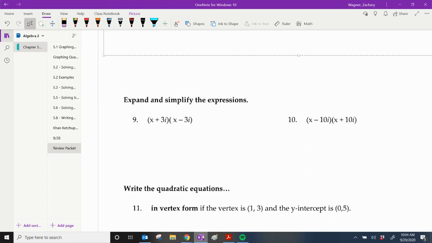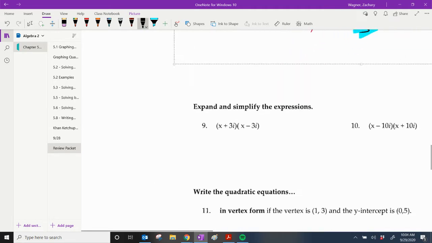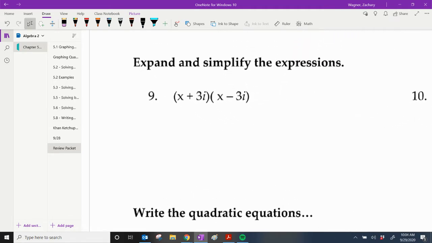Part 2 of the review packet. Once again, this review packet very closely models what you're going to see in the test, so please plan accordingly. We just finished solving equations. We're now going to expand and simplify the following expressions. Keep in mind, anytime you see an i, we're simplifying expressions.